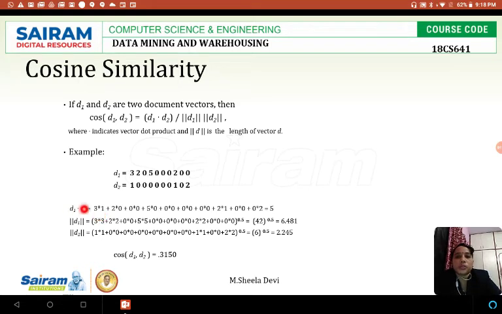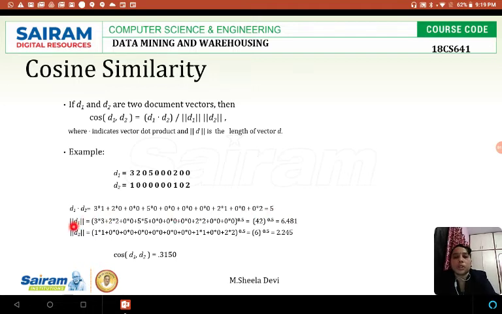With this formula, the dot product of d1 and d2 is equal to 3 into 1 plus 2 into 0 plus 0 into 0 plus 5 into 0, 0 into 0, 0 into 0, 0 into 0, 2 into 1, 0 into 0, 0 into 2. After summing all these products, you will get the value 5. This is nothing but the dot product of d1 and d2.